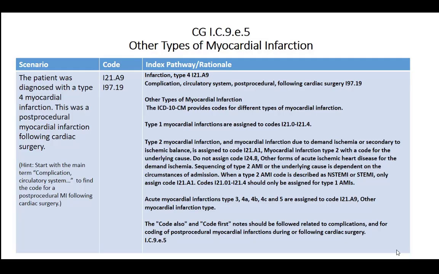When you're coding the complication of the surgery, you're going to start with complication as your main term, and circulatory system would be your next subterm to find the code for a post-procedural MI following cardiac surgery. And you see there on the index pathways, I show the type 4 infarct, I-21.89, and then the complication post-procedural following cardiac surgery, I-97.19. This would be one of those cases where you would really be watching your code first and code also notes as well as your guidelines to be sure that you're capturing all the information as it's given.